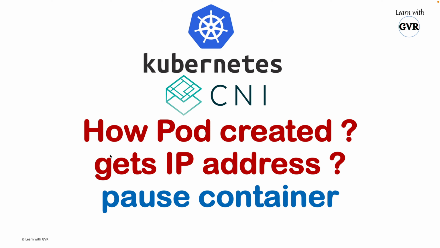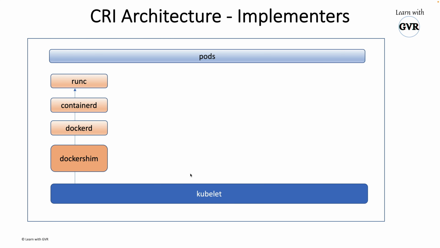In this session we will try to understand how a pod will be created, how it gets an IP address, and the pause container. Before that, in the previous session we learned the CRI architecture, that Kubelet is talking to Docker shim, Docker daemon, containerd and runc. This is before Kubernetes 1.24.